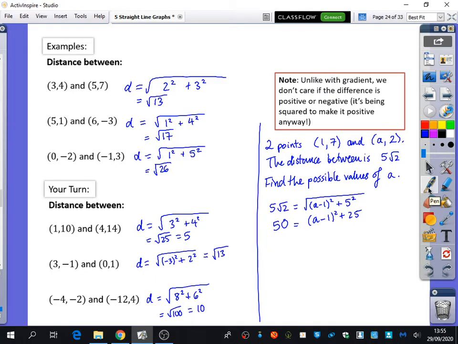Now, to solve this equation, there's lots of different ways you could do this. I want to know a suggested way, and I'll tell you whether I think it's the best way or not.